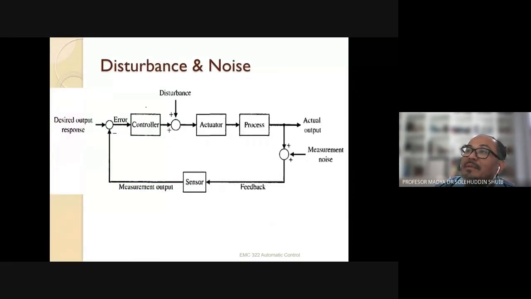If you still remember, yesterday I mentioned disturbance and noise. If you look here, you can see this is the external disturbance. We have the desired output response, the controller, and then a disturbance. The process continues to the actuator, and then the process, and then we have the actual output. This is the feedback loop. We also have the measurement noise, and the sensor brings the measurement output back, so we have a feedback system. This figure shows where the disturbance and noise are located.